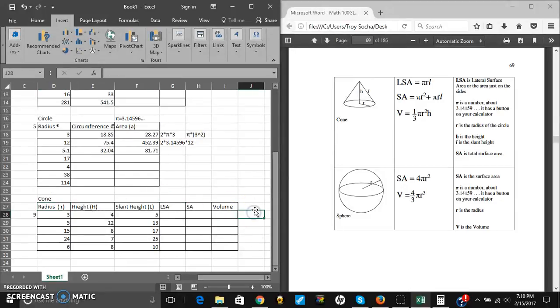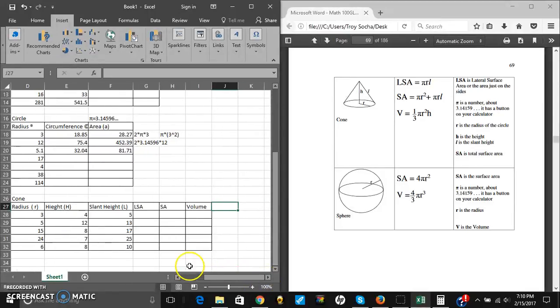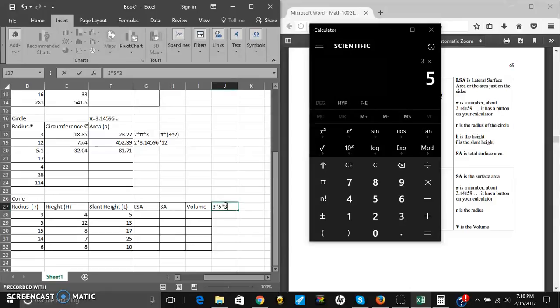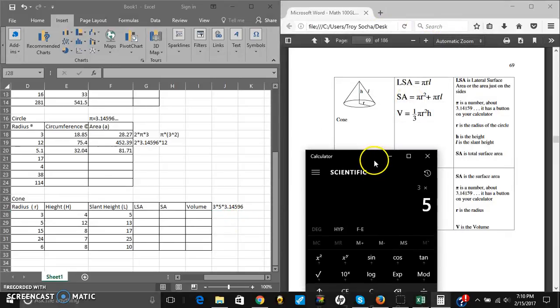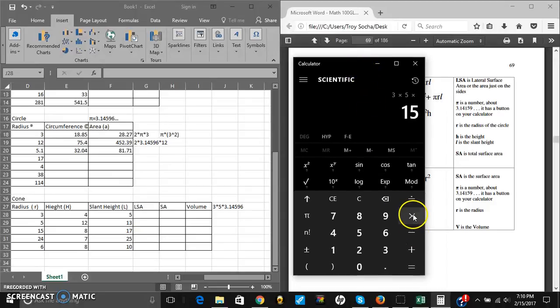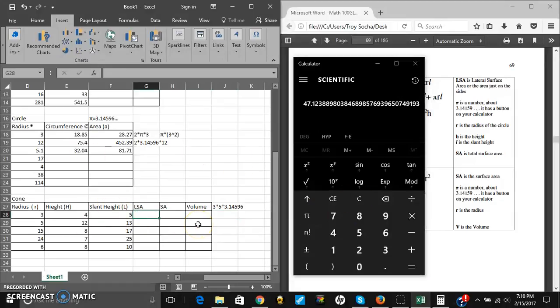Alright. So what we're going to do is find the lateral surface area. Our lateral surface area is pi r l. So we take our calculator and say our radius is 3 and our slant height is 5. So 3 times 5 first, which is r times L, times pi. If we multiply all that out and hit times pi, this gives us 47.12. This is our lateral surface area.